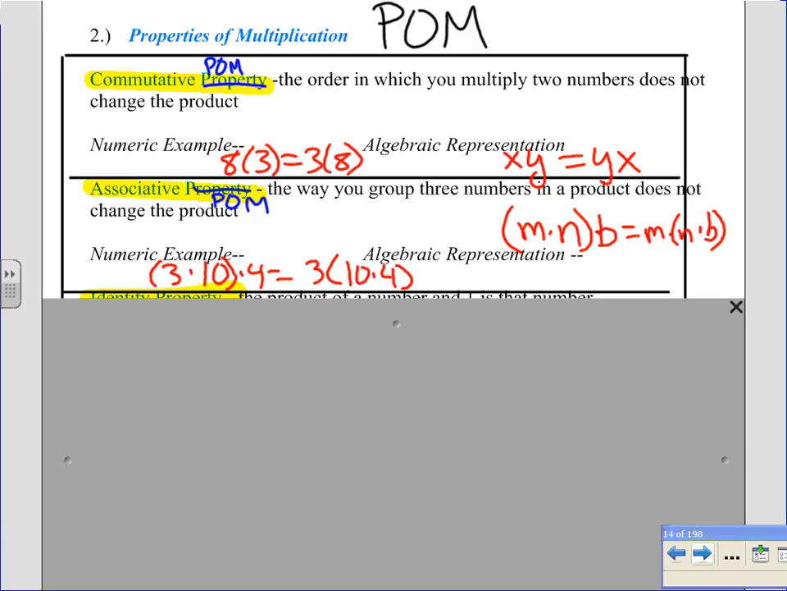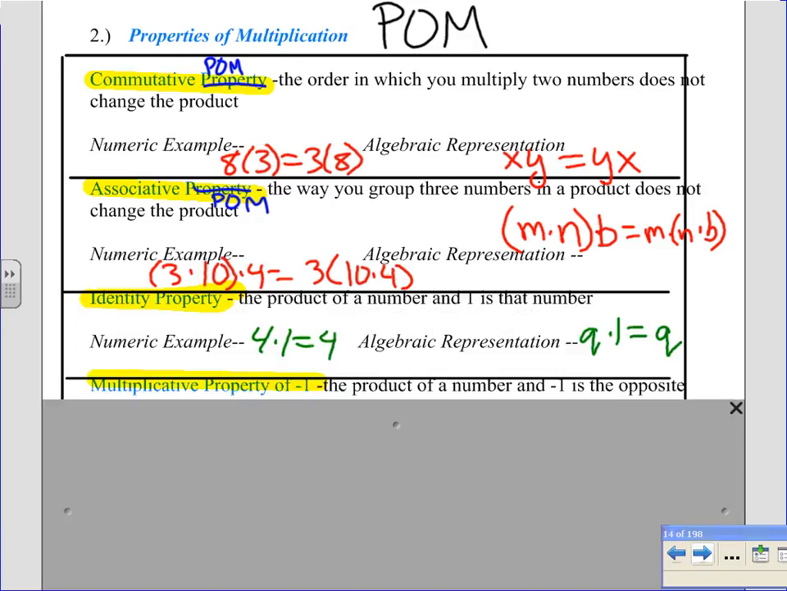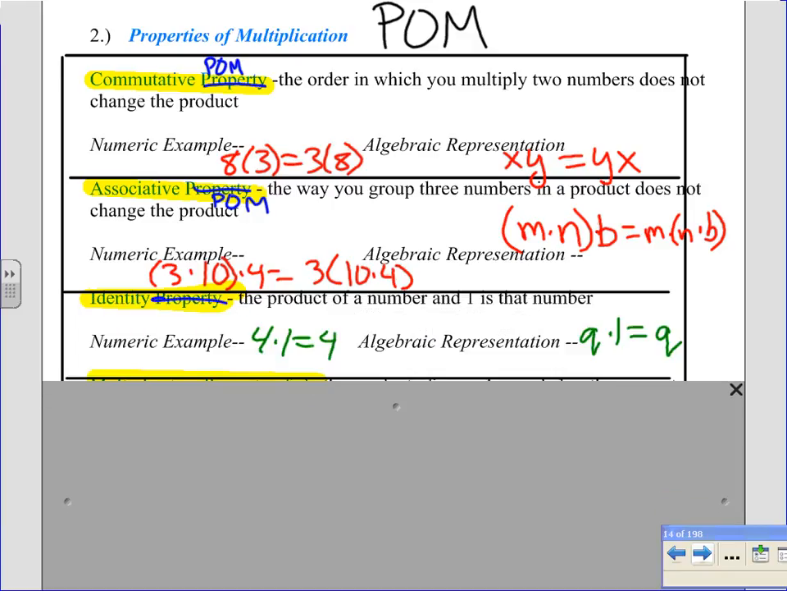Okay, next one. Identity property of multiplication. So identity POM, P-O-M. The product of a number and 1 is that number. So we already talked about this one. The product of a number and 1 is that number. You still have itself. For example, 4 times 1 is 4, or Q times 1 is Q. So identity POM. The product of a number and 1 is that number.